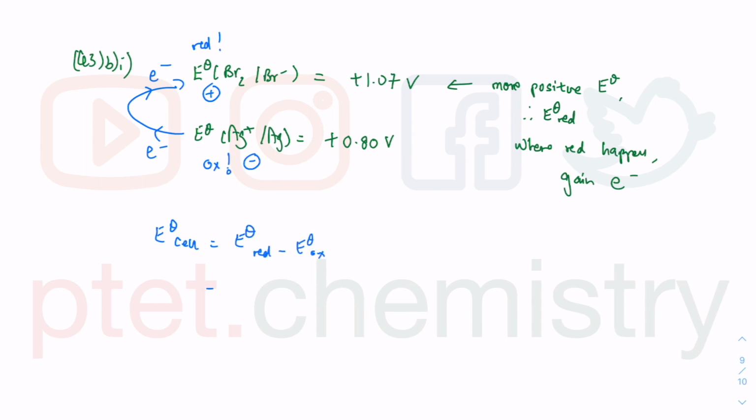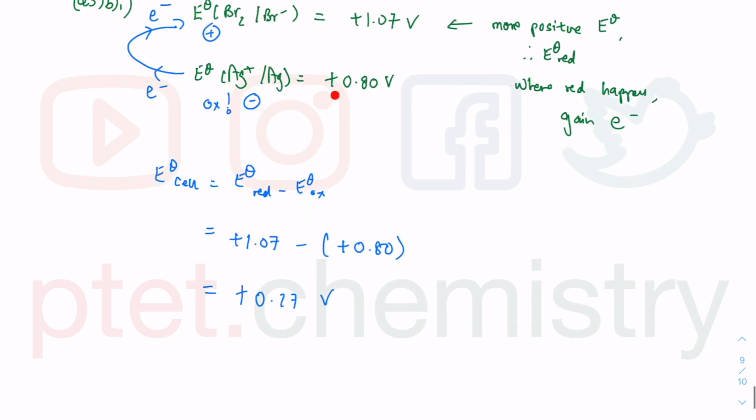So this method means I just need to read the value straight from the data booklet. The more positive one is the E red, so it's plus 1.07 minus bracket plus 0.80. Put it into the calculator. 1.07 minus 0.80. Your calculator will not show you the plus, but as with anything in physical chemistry, sign, value, and units are a must. As all the values given in the data booklet have a plus when positive, your calculator will not be able to think for you, so you need to think for yourself.